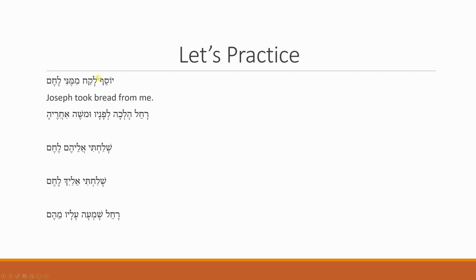Joseph, subject of the verb. Lakach is your third masculine singular verb, and then we have your preposition, of course, from me, and then the object. What did he take? He took bread.